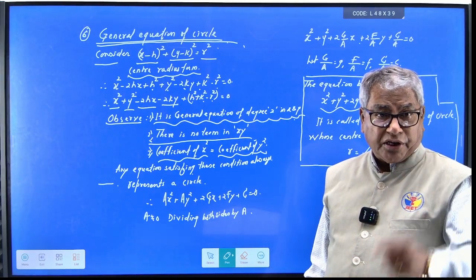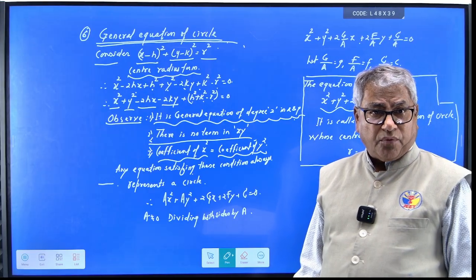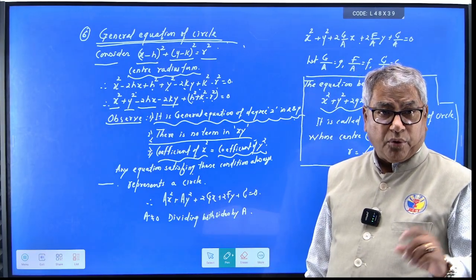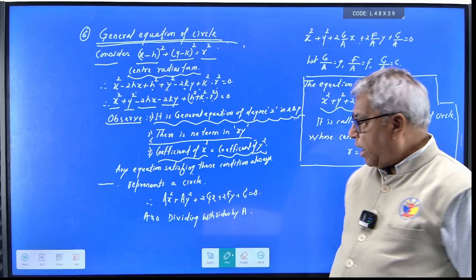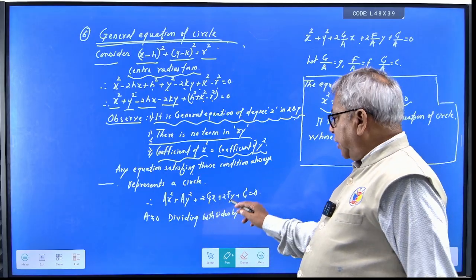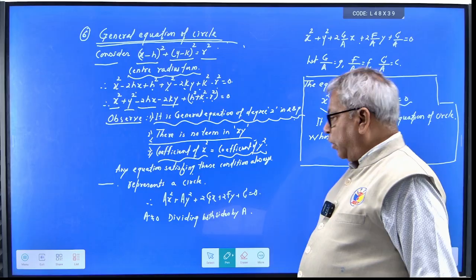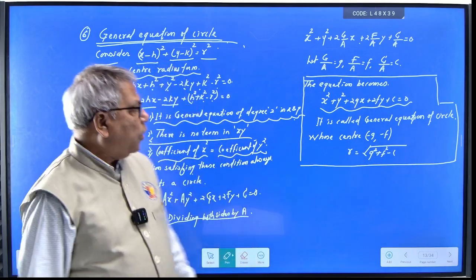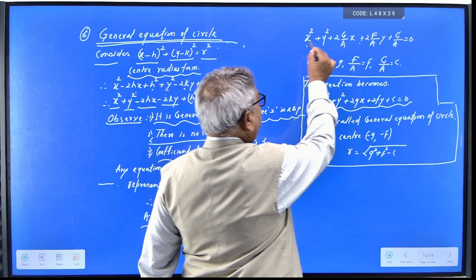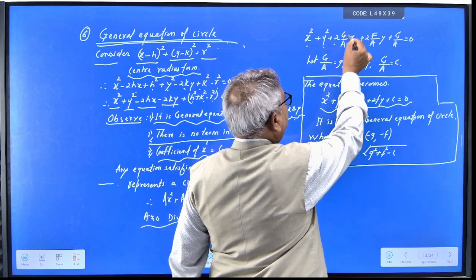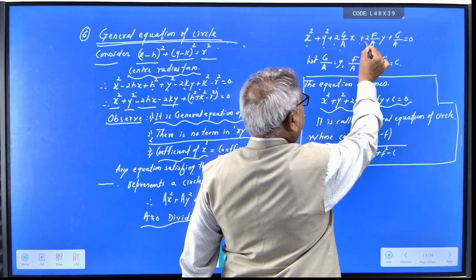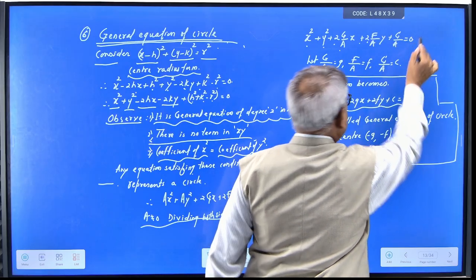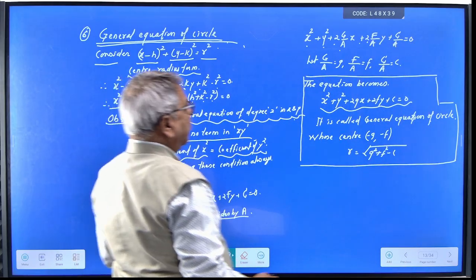So I'm using this condition. Coefficient of x² equal to coefficient of y²: Ax² + Ay² + 2Gx + 2Fy + C = 0, with no term in xy. Dividing both sides by A, because A is not equal to 0, we get x² + y² + 2(G/A)x + 2(F/A)y + C/A = 0. I only divided by A.